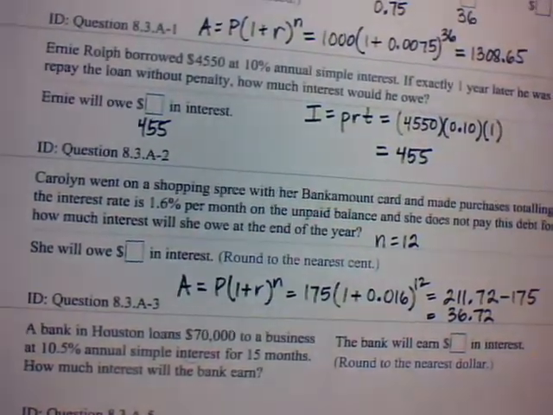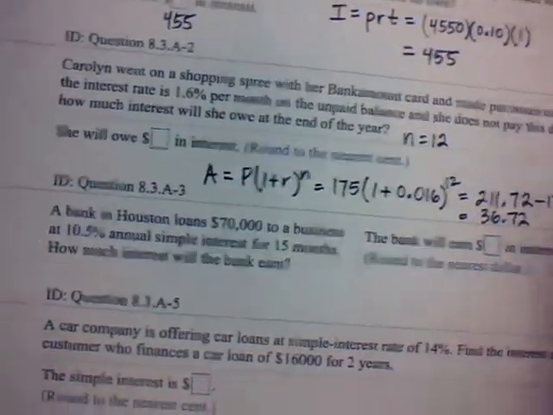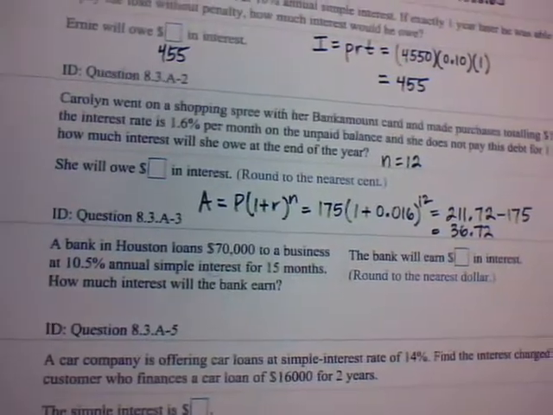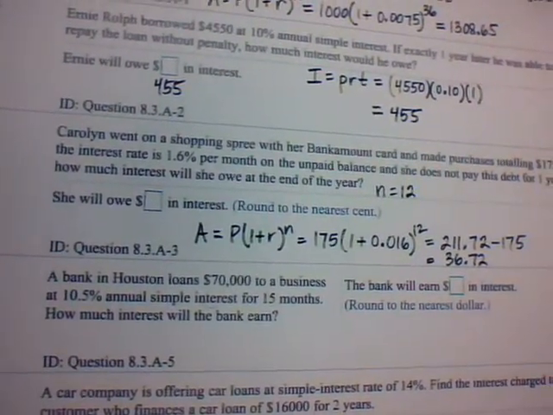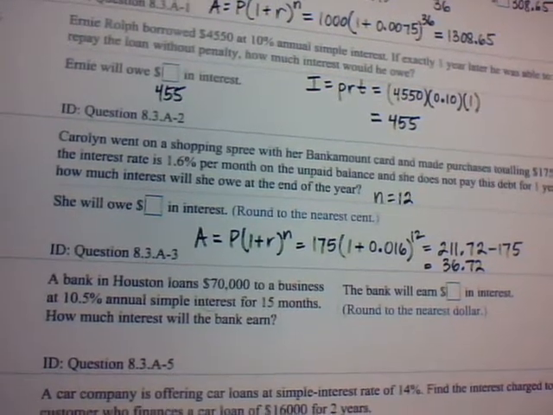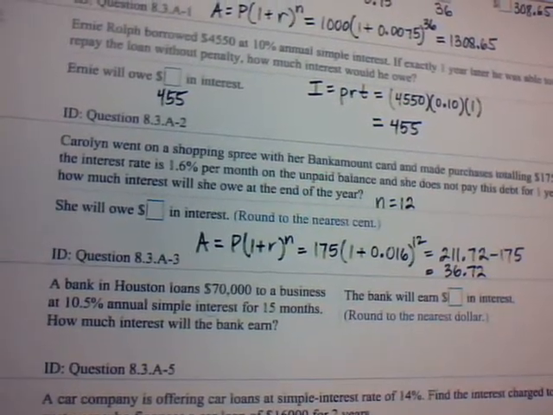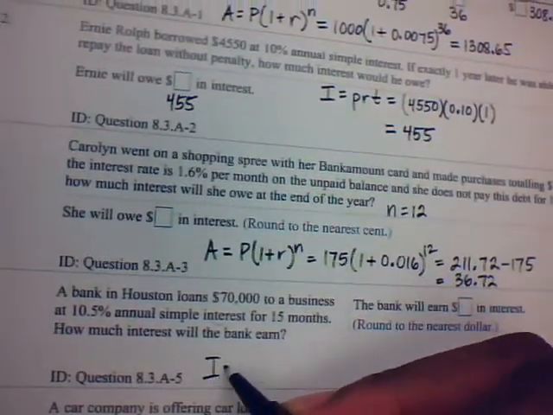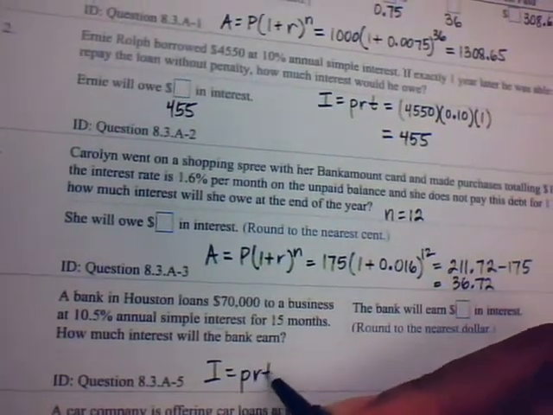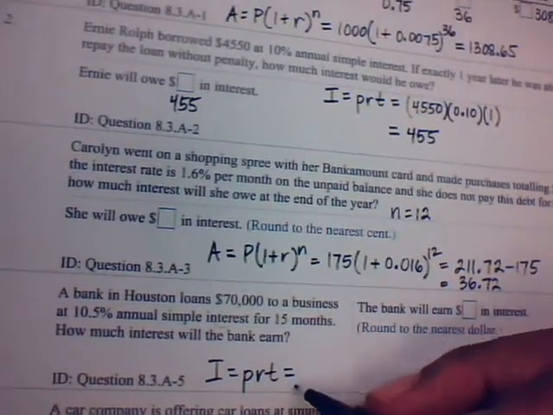All right, problem number 4. A bank in Houston loaned $70,000 to a business at 10.5% annual simple interest for 15 months. How much interest will the bank earn? Okay, so this is a simple interest formula. That's I is equal to P times R times T.